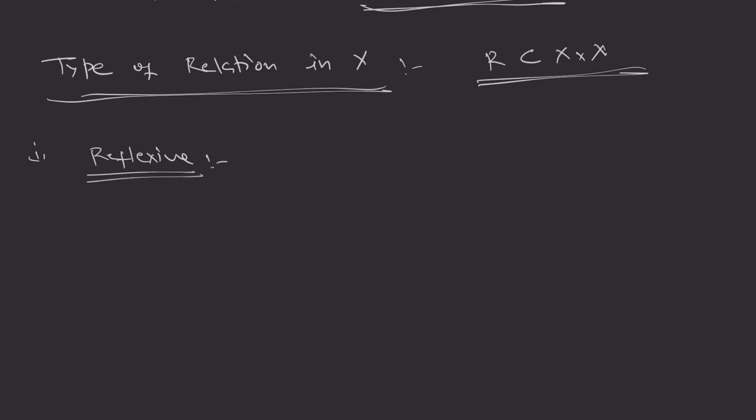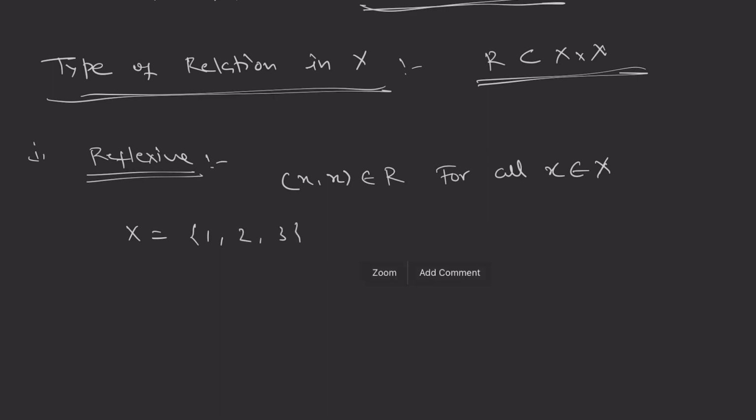What is a reflexive relation? It means (x, x) should belong to R for all x belonging to X. Let's look at an example. X is {1, 2, 3}, and you have R1 as {(1,1), (2,2), (3,3), (1,2), (3,1)}. So this is the relation R1.